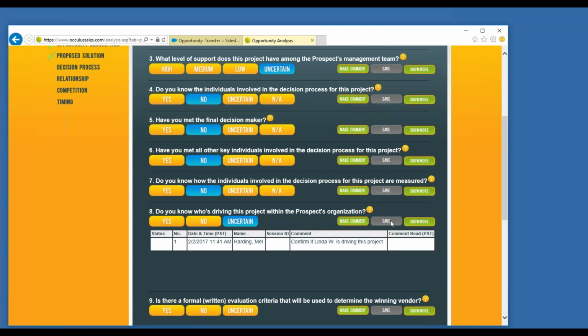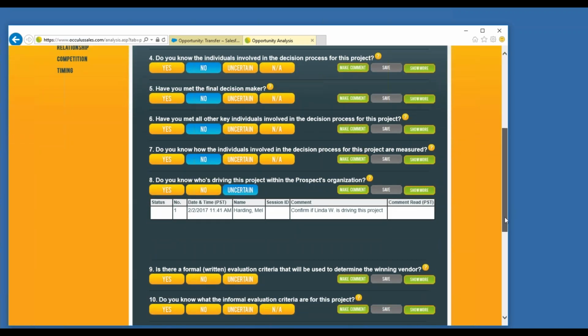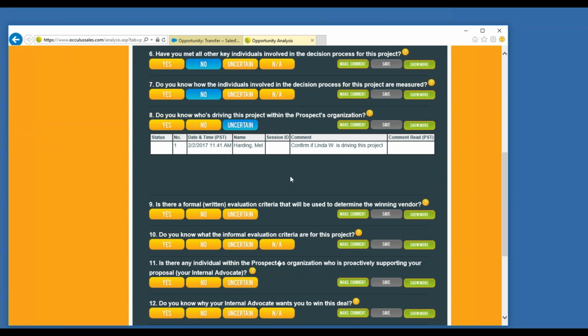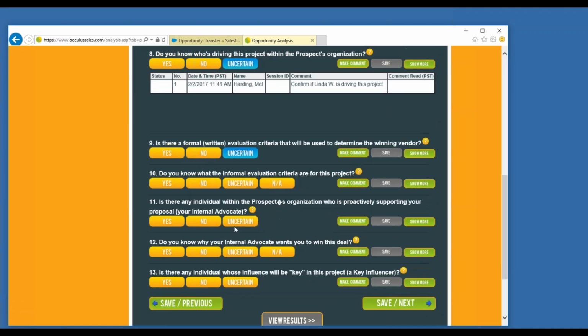I'll just make a note of it so I don't forget that. Is there a formal written evaluation criteria that will be used to determine the winning vendor? Not that I know of. My guess is that they will create one, but I don't know at this time. Do I know what the informal evaluation criteria is? Yeah, I do. I do indeed.